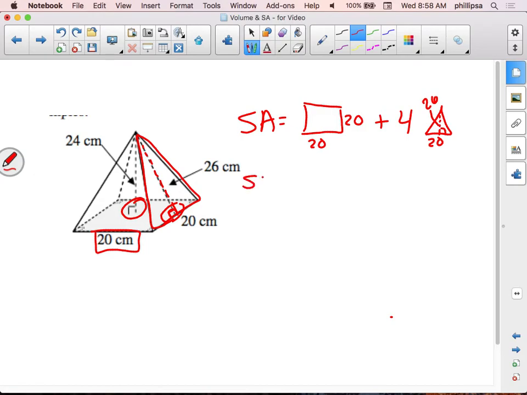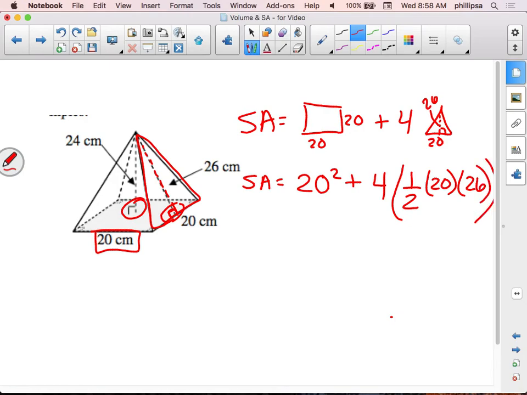So your square is going to be 20 squared plus you have four triangles. One triangle is half base times height, so you're going to have half times 20 times 26. This is another thing where you could take a shortcut here. 4 times a half is going to break down to just 2. I'll do it in 2 steps though, but you could just eliminate that right away if you wanted to.